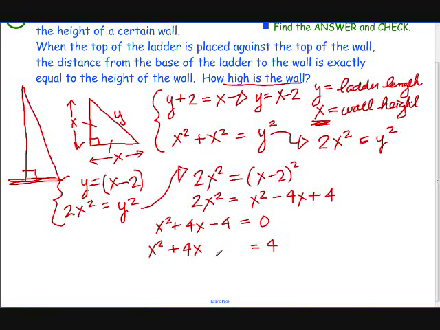Okay, so I added 4 to both sides. And how do I complete the square on this? I take half of this, which is 2, and square it. Plus 4. What I do to one side, I must do to the other, or else it goes out of balance. This will be a binomial squared, x plus 2 equals 8.